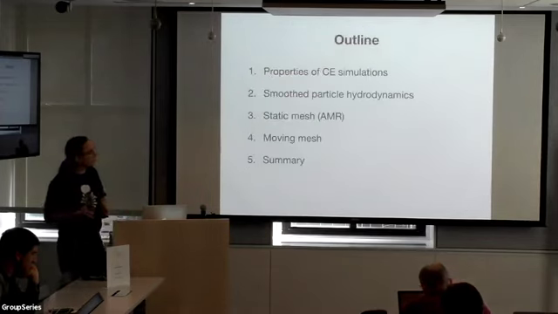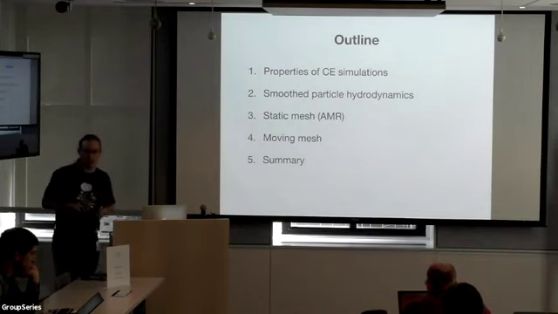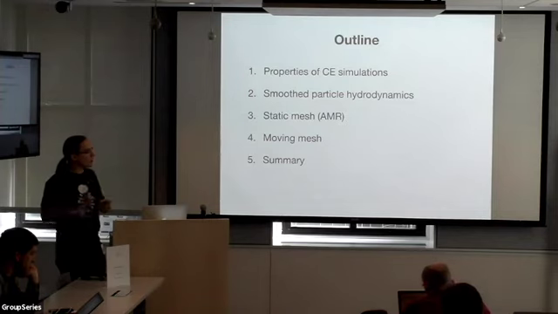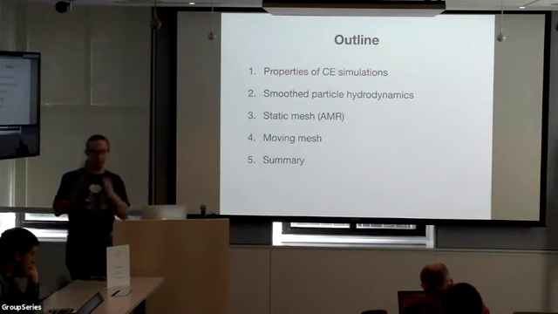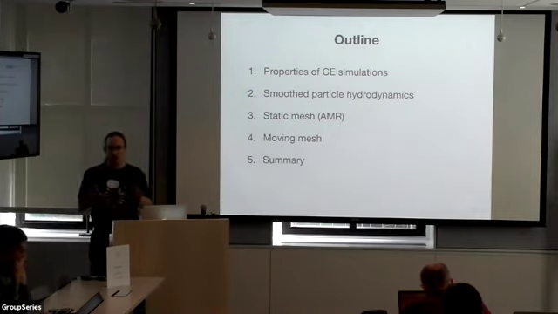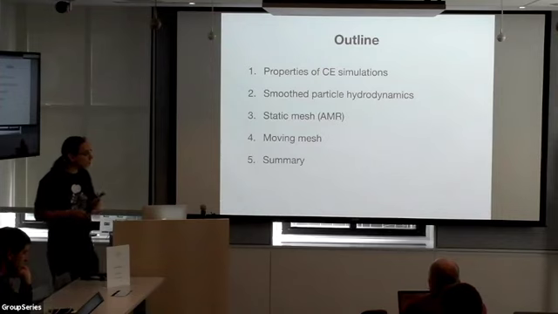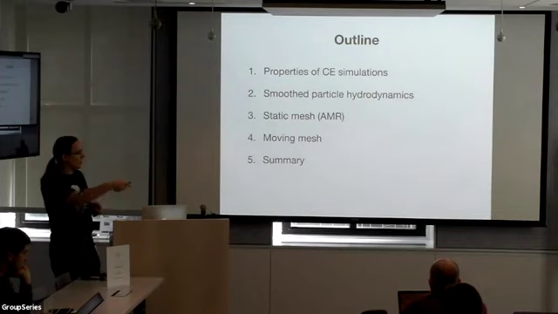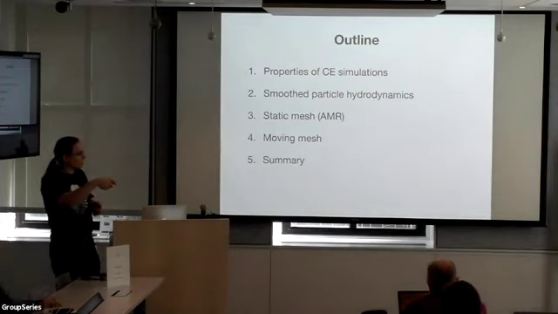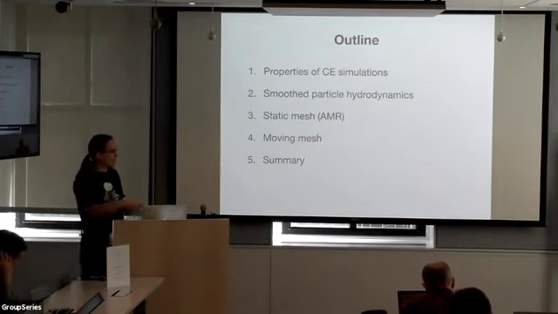Okay, just a very quick outline of the talk. I will first give some very general characterizations of common envelope simulations, like what we are dealing with in terms of scales for the things we can actually run on the computer right now, not necessarily for what we would want to do in the optimal case. And then I will go through the three main methods that are used today to run common envelope simulations: smoothed particle hydrodynamics codes, static mesh, or more specifically AMR codes, and moving mesh codes.